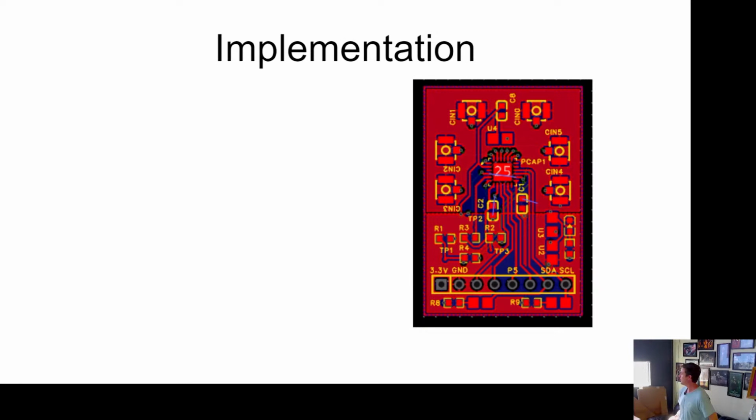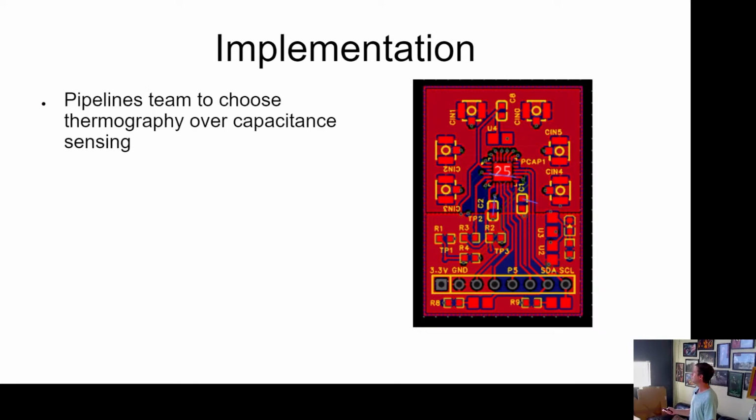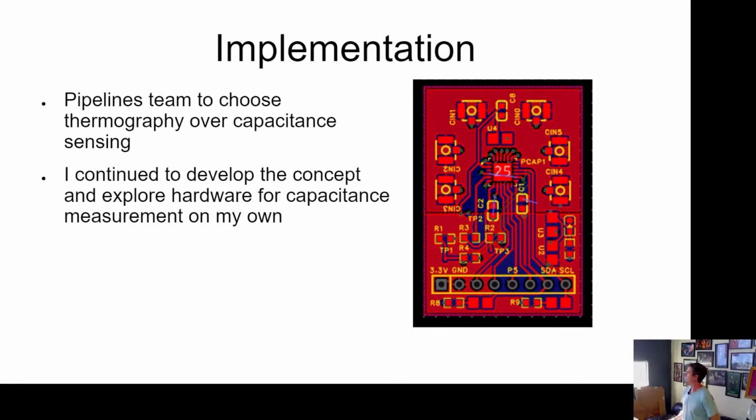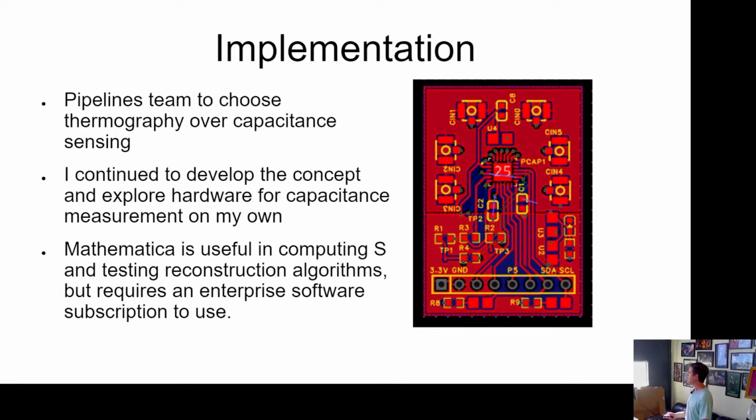So in terms of actual implementation for the pipelines program, we never actually got to that point. By the time I had solved the forward problem, we'd already been 3 weeks into the program, and they were already ordering parts. And I was like, this is still an interesting thing that I want to keep looking at on my own. So I ended up designing my own capacitance measurement circuit. Never actually got it to work. They ended up choosing thermography as the actual sensing technique to detect corrosion. But like I said, I did continue to try to develop it on my own.